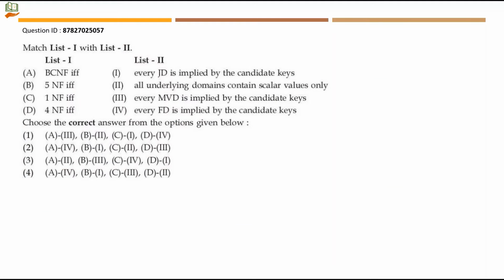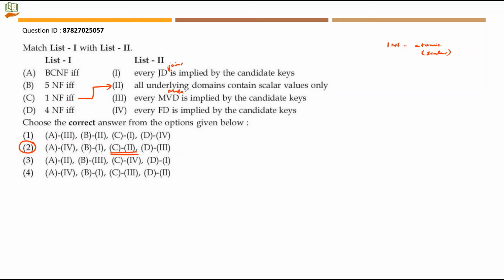Next question. Match list 1 with list 2. We are given the normal forms in list 1 and their explanation in list 2. What is the first normal form? We have to have atomic values. What does atomic mean? We have to have single value for fields. The other term for this is, we can say, scalar values. 1NF, if and only if all underlying domains contain scalar values only. Domains in the sense, the fields or the columns. So C will be mapping to 2. The only option where we have C mapping to 2 is option number 2. So option number 2 will be the right answer.